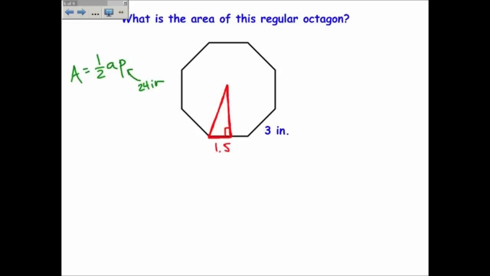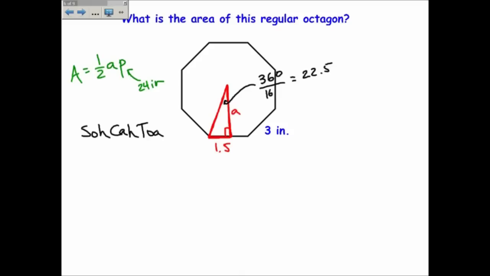And this length is the apothem. And this angle in here is going to be 360 divided by the number of side lengths doubled. So I have 8 sides. If I double 8, I get 16. So 360 divided by 16 is 22.5. That angle in there is 22.5. So to find the length of the apothem, I'm going to use some trigonometry.